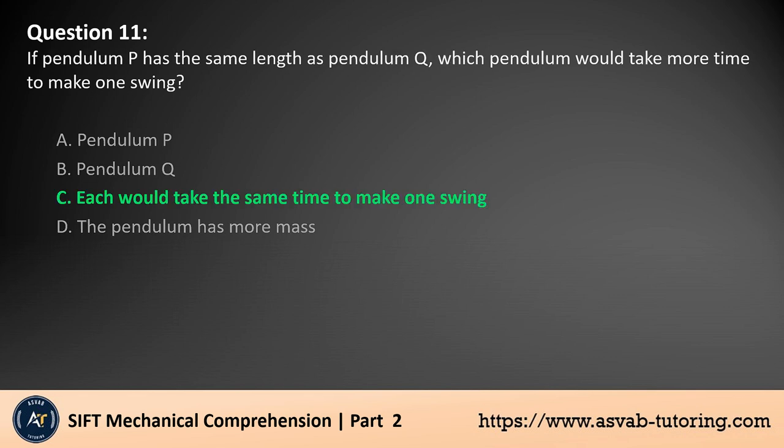The answer is C. For a simple pendulum, the period of oscillation, time for one swing, depends on the length of the pendulum and the acceleration due to gravity, but not on the mass of the pendulum. Since both pendulums have the same length, they will have the same period of oscillation regardless of their mass.